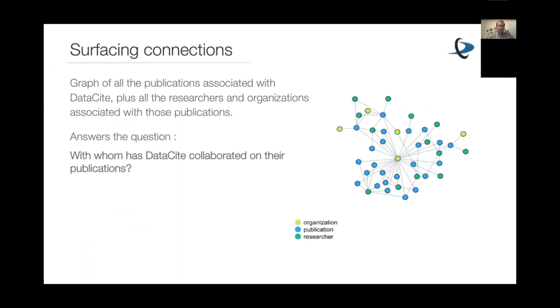Surfacing connections: graph all the publications associated with DataCite, plus all the researchers and organizations associated with those publications. And so this was a specific use case that we wanted to solve at DataCite. And so we wanted to use the graph to answer the question, with whom has DataCite collaborated on their publications?